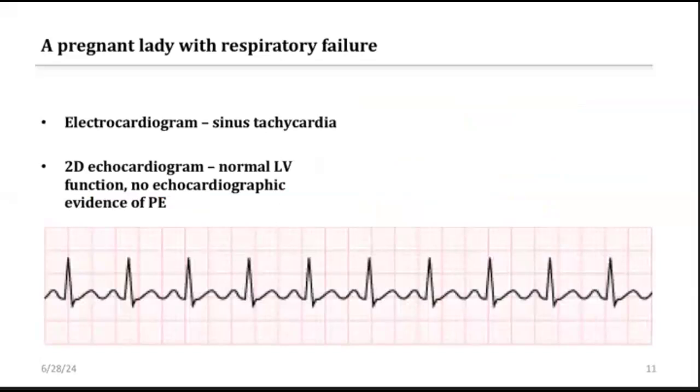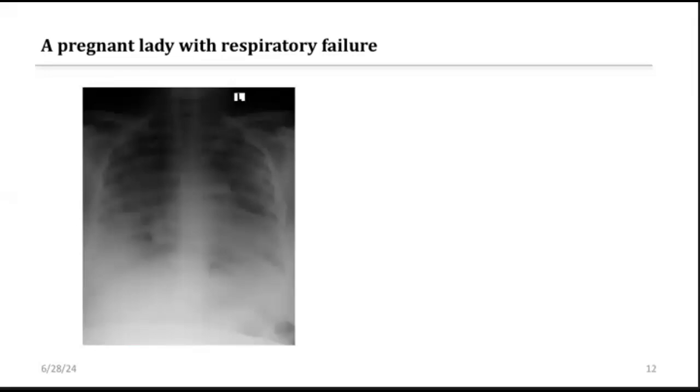ECG: there was only sinus tachycardia. Bedside echocardiogram: there was no dysfunction, and there was no echocardiographic evidence of pulmonary embolism. So we repeated the chest X-ray. So this is the appearance. You can see it is a poor quality chest X-ray because it is an ICU portable X-ray, with extensive bilateral opacities. Compared to the previous one, it has significantly progressed. So rapidly progressive pulmonary opacities.